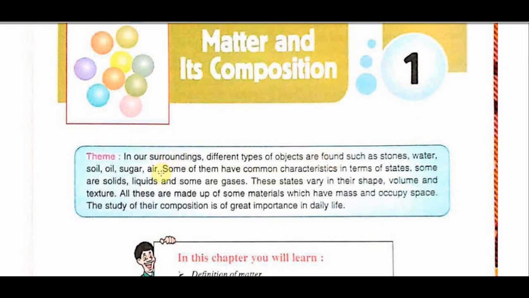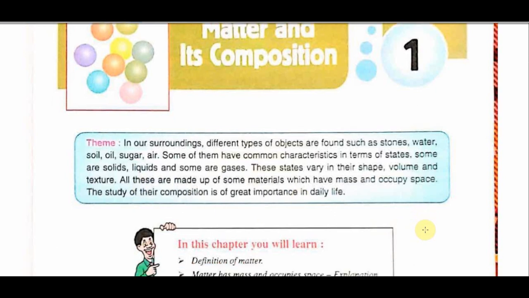air. Some of them have common characteristics in terms of state. Some are solid, some are gases, some are liquid. These states vary in their shape, volume and texture. All of these are made up of some material which has mass and occupies space. In this chapter, we will study about these things in great detail.